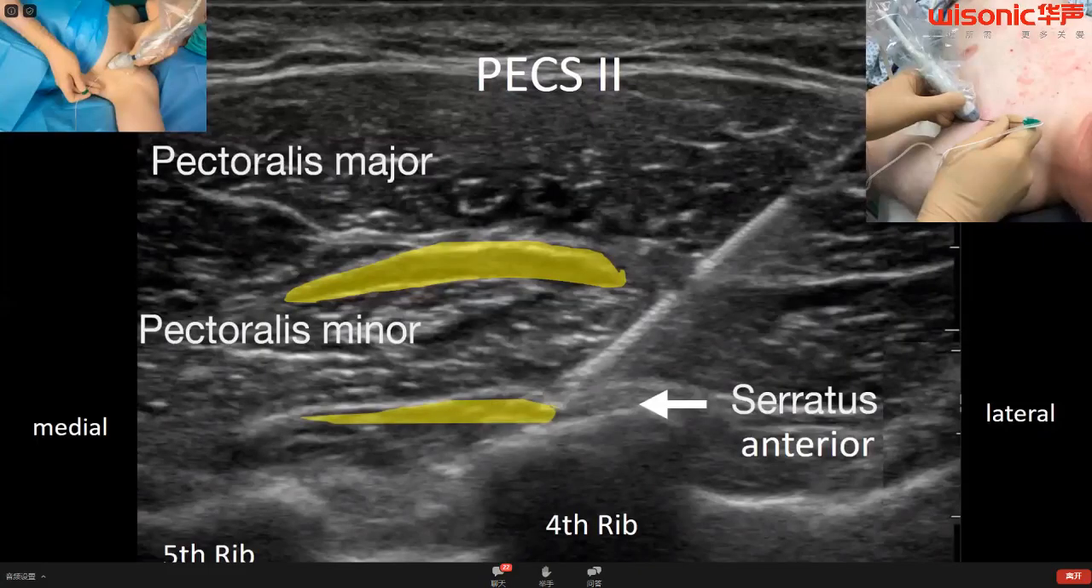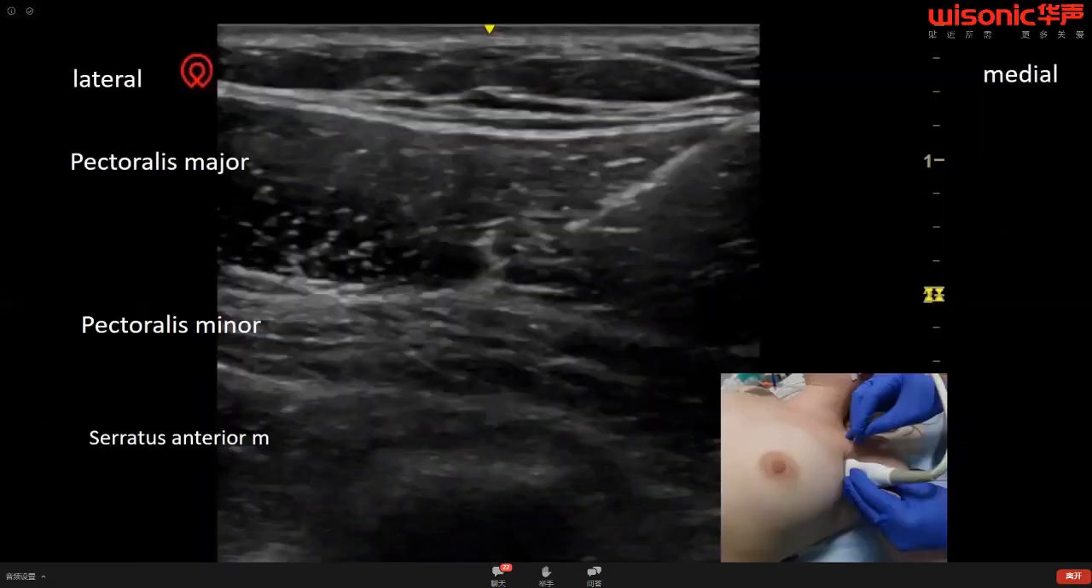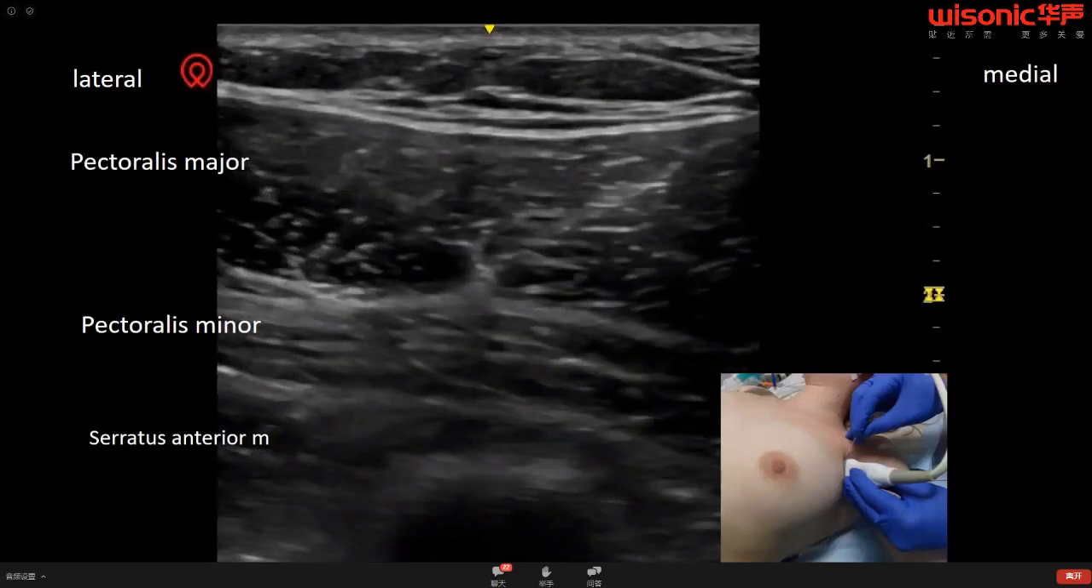This picture shows you the relevant zonal anatomy of a PEC 2 block. The local anesthetic is placed above, as in a PEC 1 block, and below the PEC minor muscle. And the puncture comes from medial to lateral or from lateral to medial. The needle is advanced from medial to lateral.